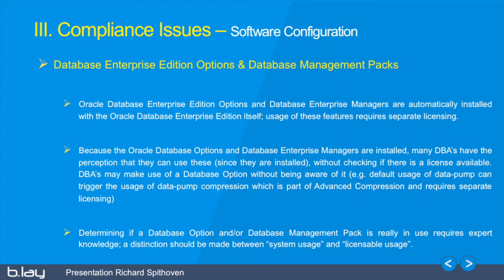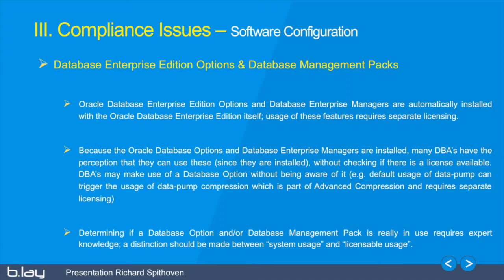For example, what we see happening a lot is that many database administrators make use of a feature called data pump, which is a feature of the Oracle database itself. But the moment that you start making use of data pump, you need to make sure that you're not using data pump compression, which is a feature that you can select once you do a data pump execution. And if you trigger the data pump compression, it means that you need to license advanced compression, because data pump compression is part of the advanced compression database option and requires separate licensing. So that's what we see happening a lot: customers being unaware that they use data pump compression while making a dump, and therefore triggering a license requirement for the product advanced compression.